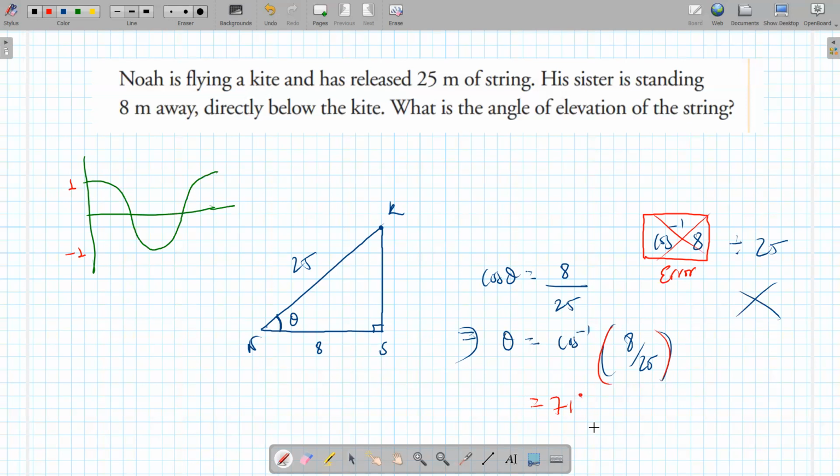So that's the answer to this question as well. The angle of elevation of the string is 71. So this angle is 71. What if I asked you, from the perspective of the kite, what is the angle of depression to Noah?